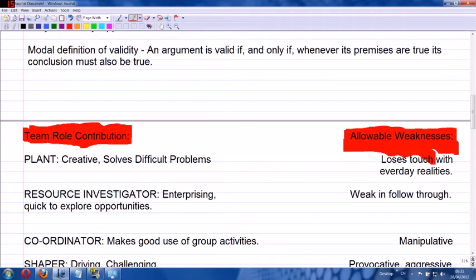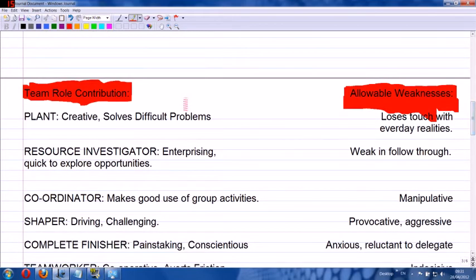So, anyway, the plant is creative, solves difficult problems. The problem is, loses touch with everyday realities. And spelled out fucking wrong as well. Resource investigator, enterprising, quick to explore opportunities. So yeah, he's very explorative. We can follow through.